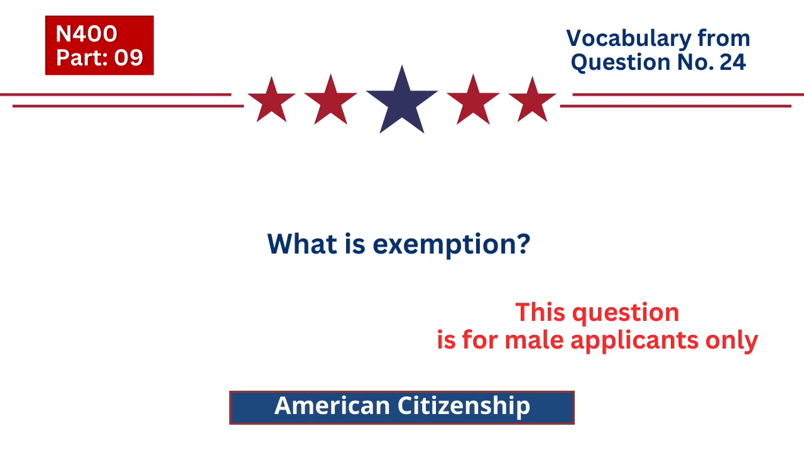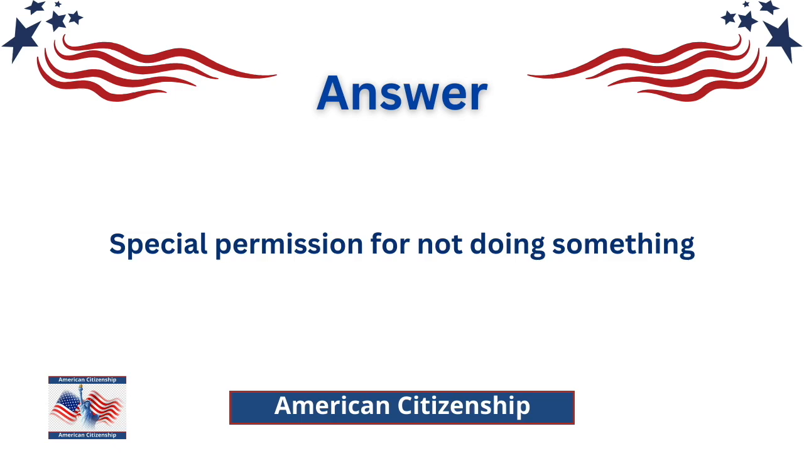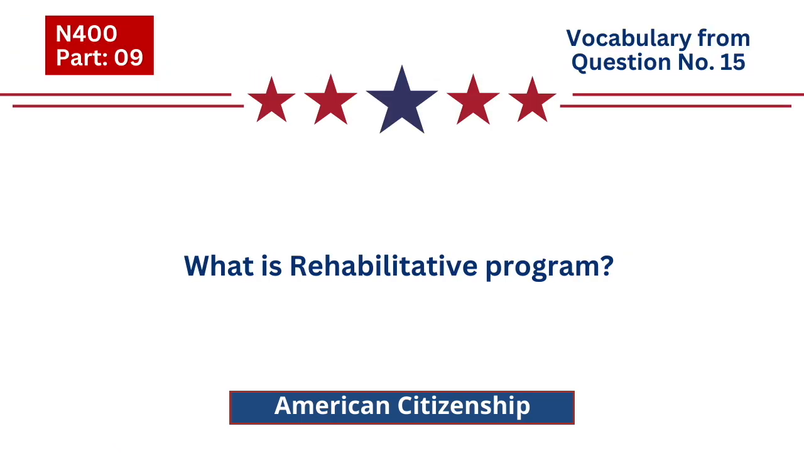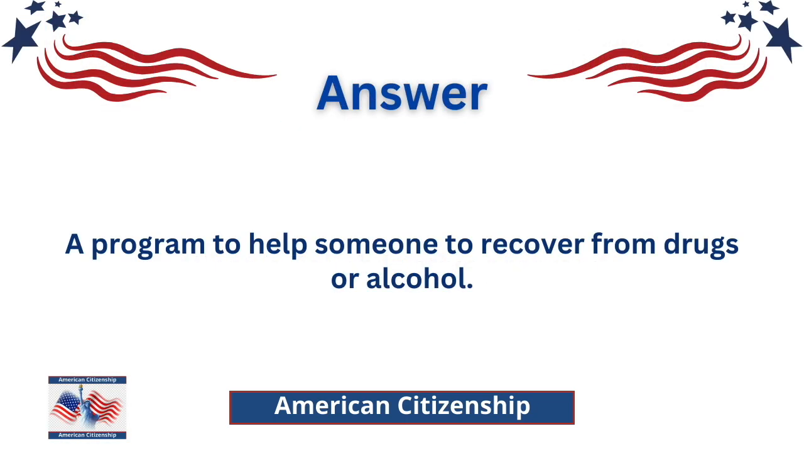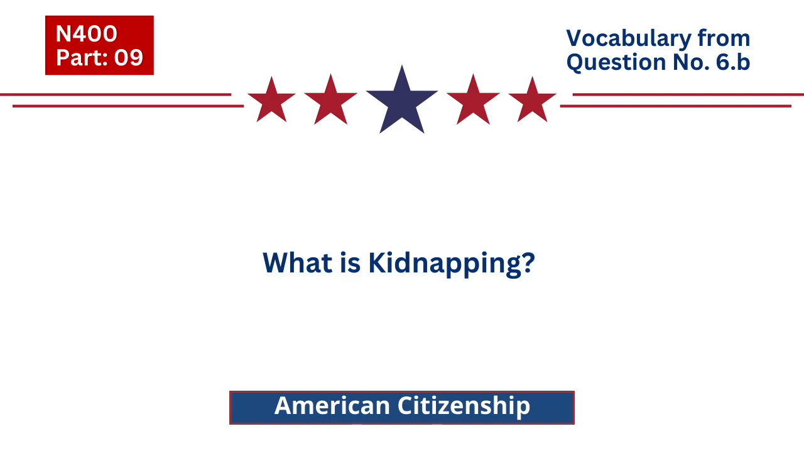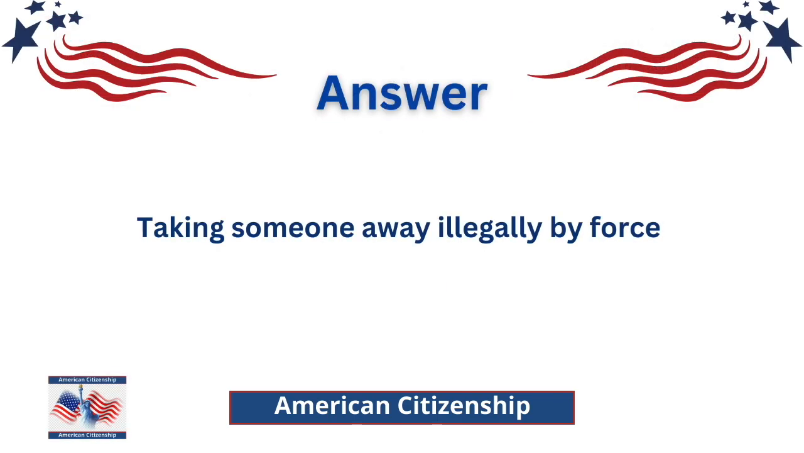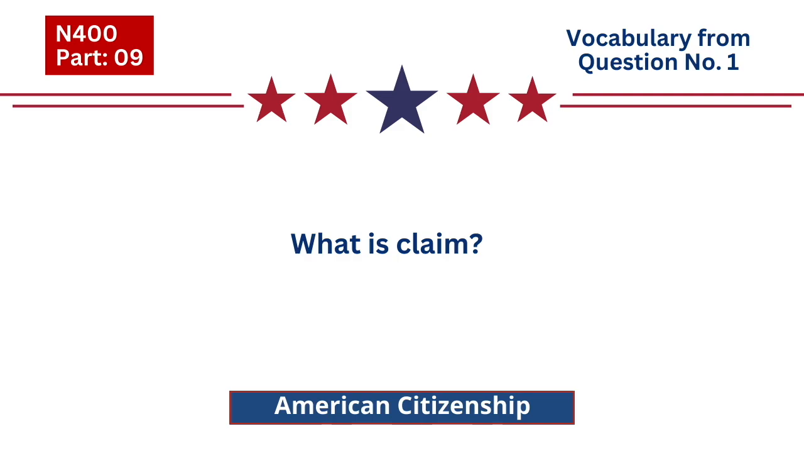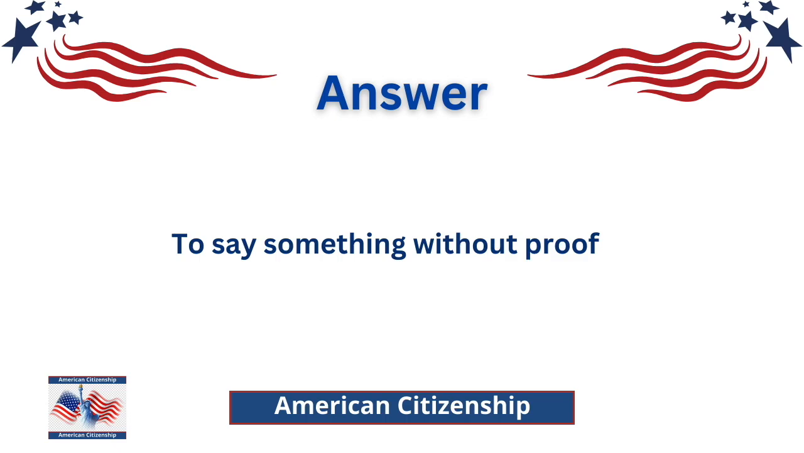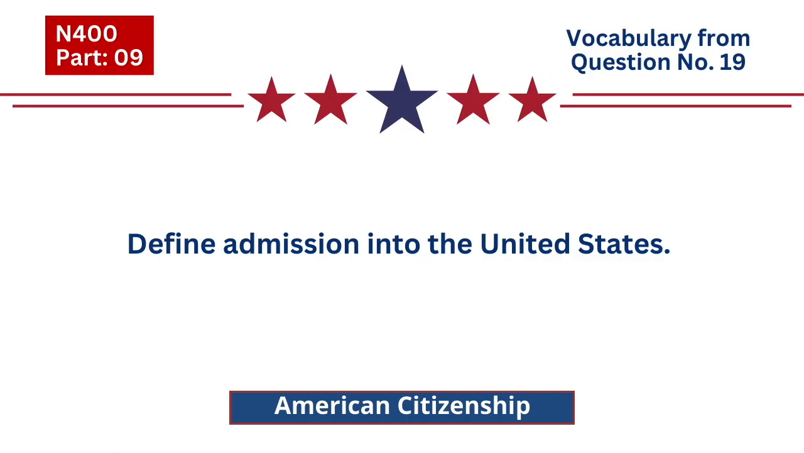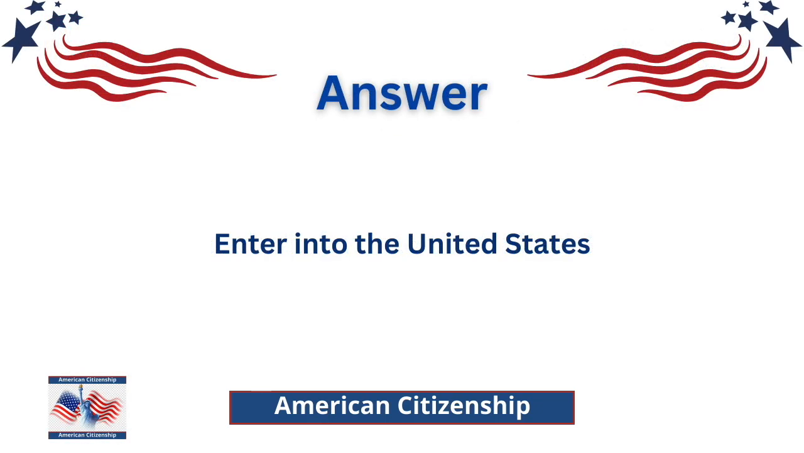What is exemption? Special permission for not doing something. What is rehabilitative program? A program to help someone to recover from drugs or alcohol. What is kidnapping? Taking someone away illegally by force. What is claim? To say something without proof. Define. Admission into the United States. Enter into the United States.